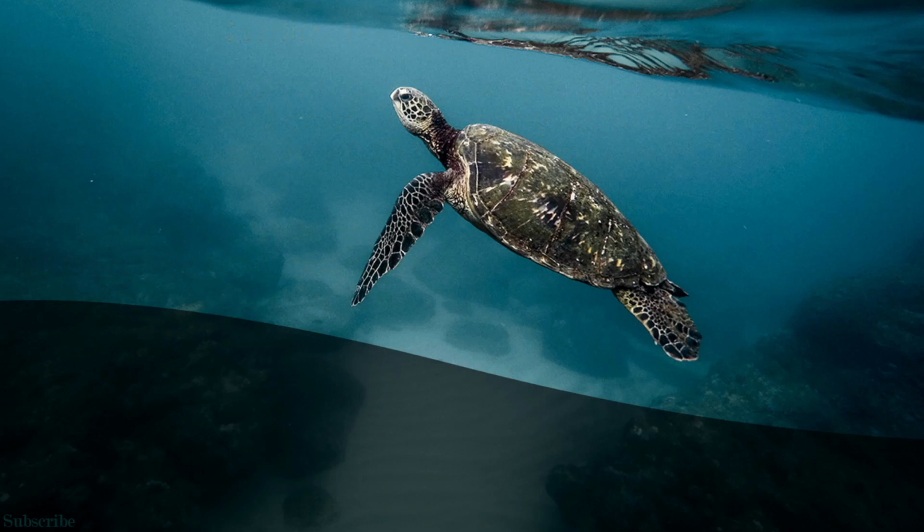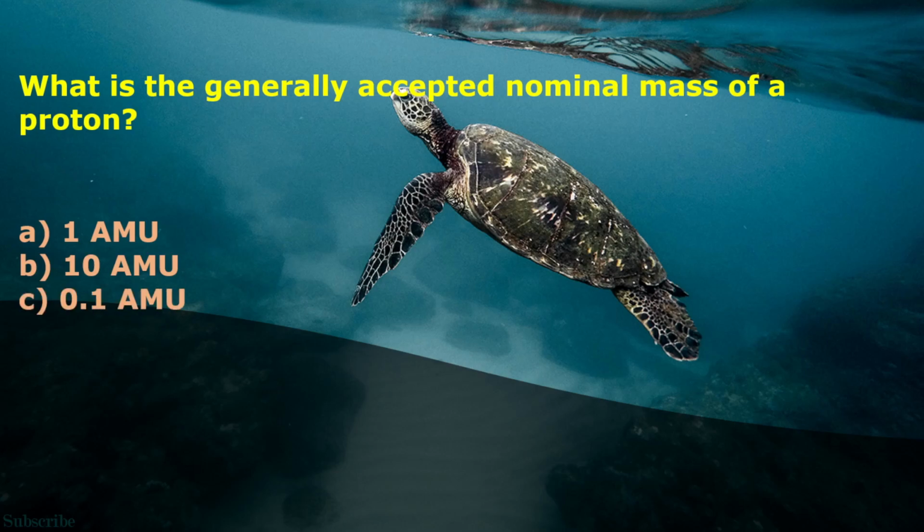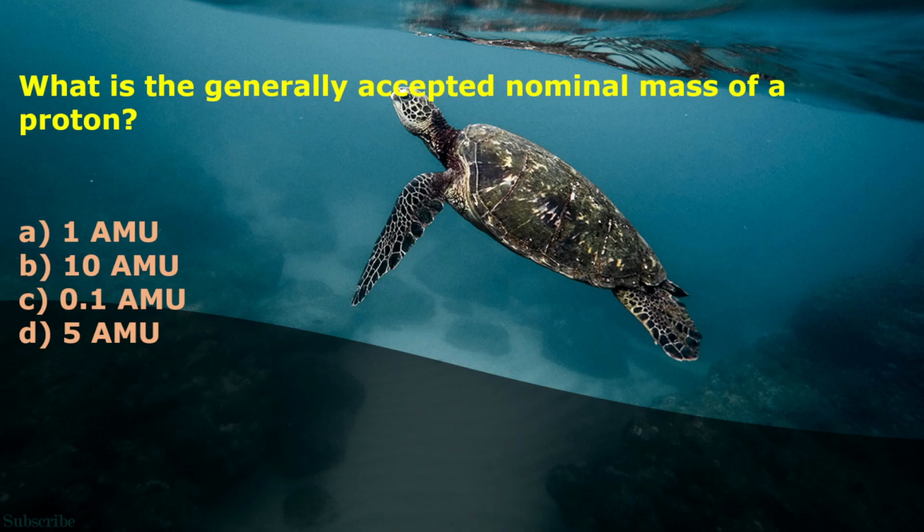Question number 14. What is the generally accepted nominal mass of a proton? A. 1 AMU. B. 10 AMU. C. 0.1 AMU. D. 5 AMU. The correct answer is letter A, 1 AMU.